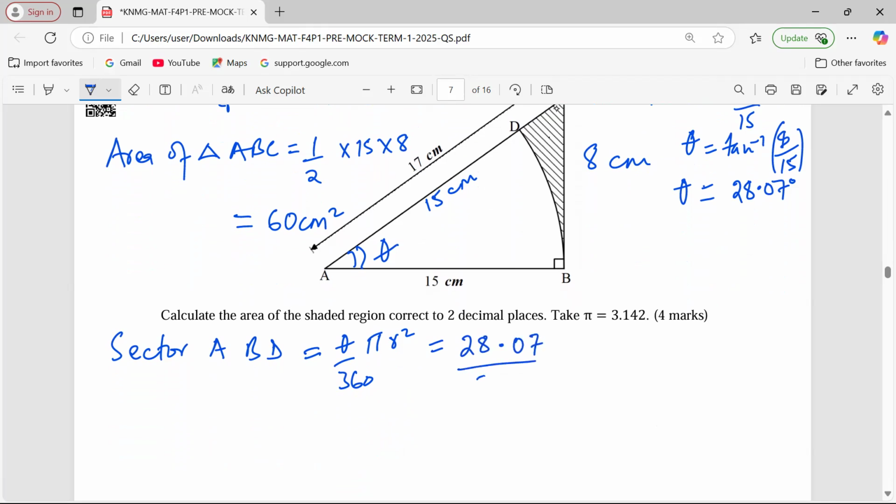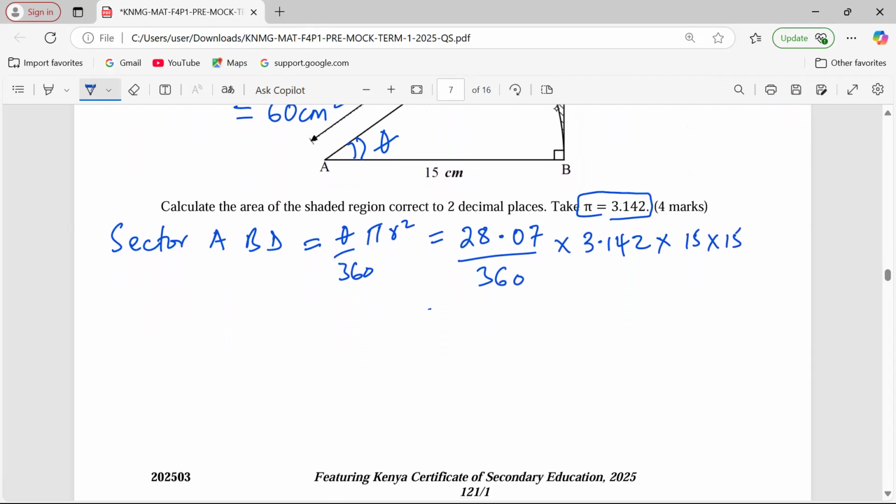Therefore, now we can substitute 28.07 out of 360 pi, according to the instructions. Pi is already here, so you can't choose any other pi. R is radius of 15 squared times 15 again. So theta over 360 pi r squared that way. So let's get the area of that sector.